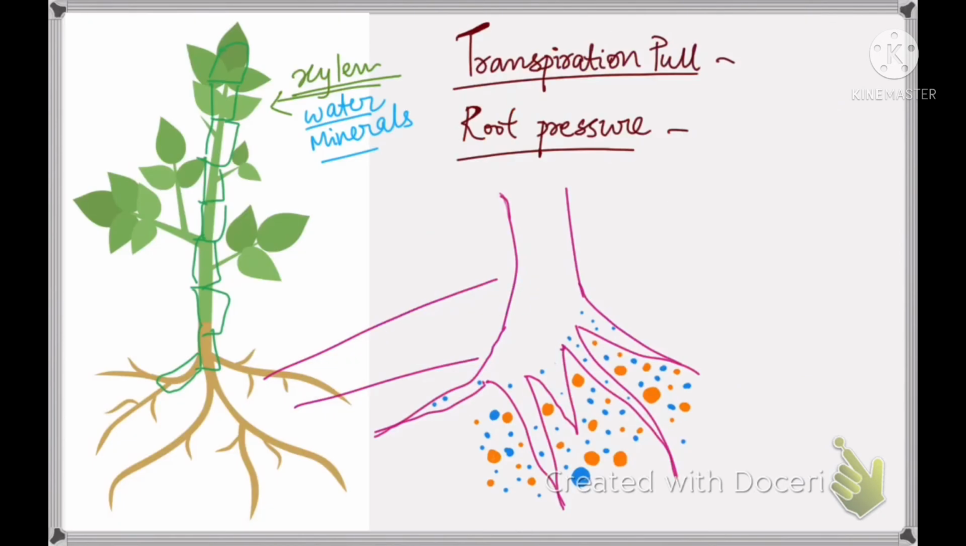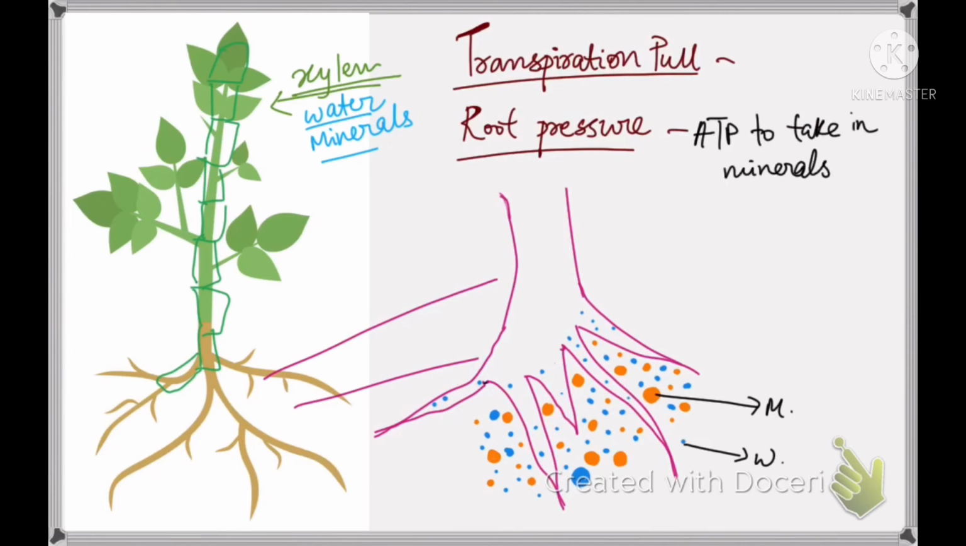So here as you can see, I have drawn magnified roots, and here orange color represents minerals and blue color represents water, okay. So now the plant needs minerals and water. So it will apply its root pressure. That means it will use its ATP, the energy that it has, and it will take in the minerals inside the roots by diffusion. And then what will happen?